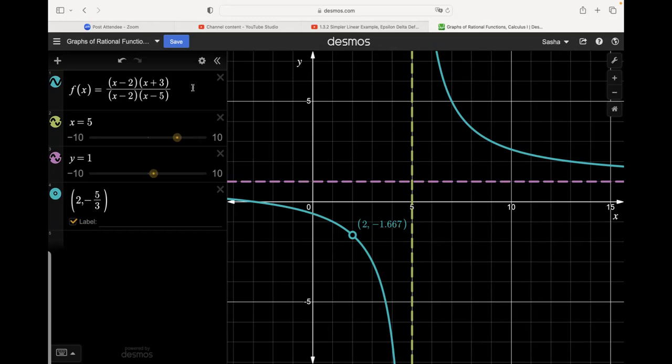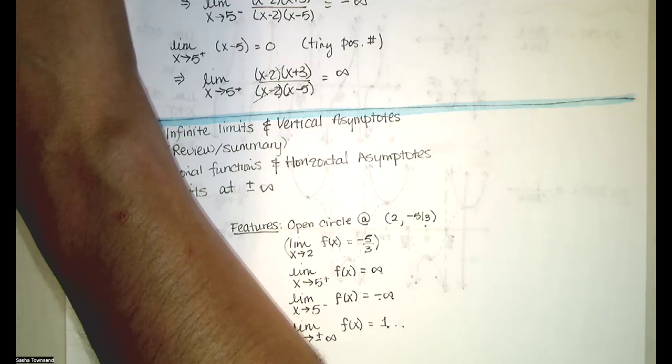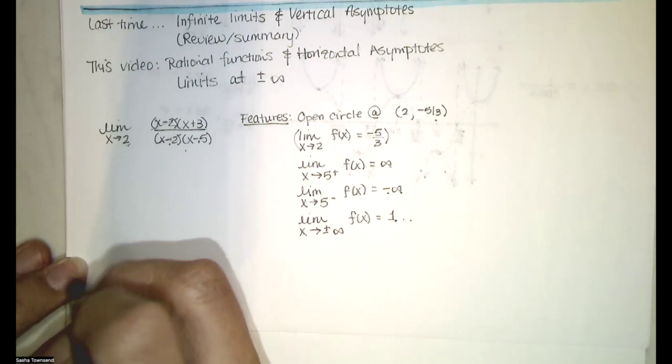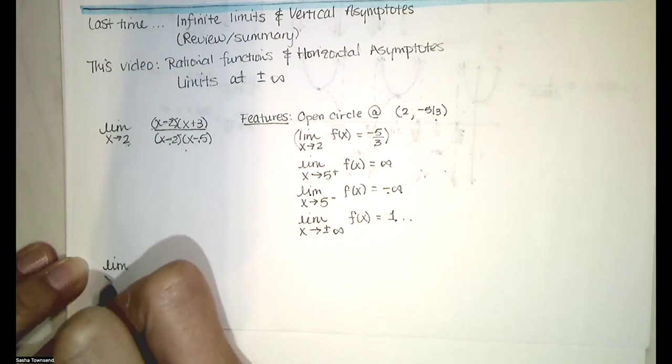We might wonder, how can we figure that out just by looking at this function? How could we draw that graph ourselves without the calculator? And I'll show you how to do that on my paper. So we're interested in the limit of this particular function as x approaches infinity.